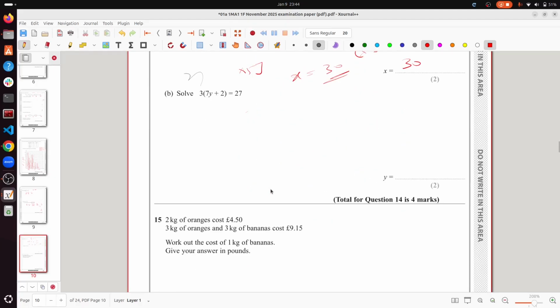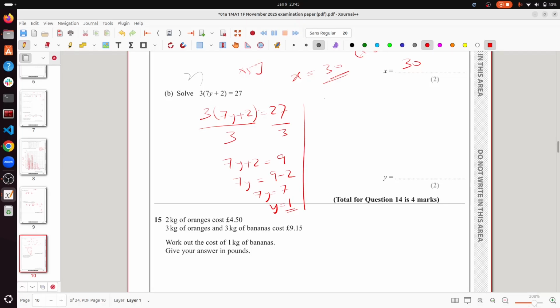Same thing for this one. For me to do this, I can divide this side by 3, divide here by 3. I have 7y plus 2 is equal to 9. Then I have 7y is equal to 9 minus 2. 7y is equal to 7. And y is equal to 7 divided by 7, which is 1. There's one way of doing it.